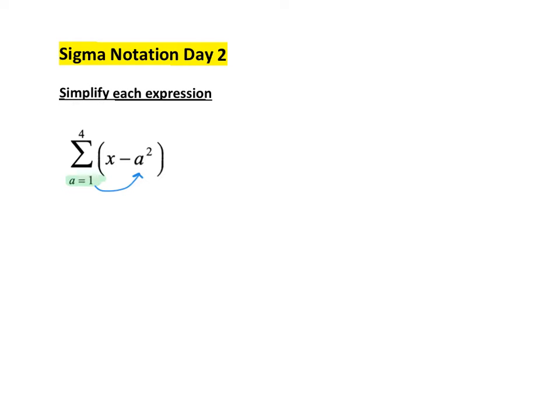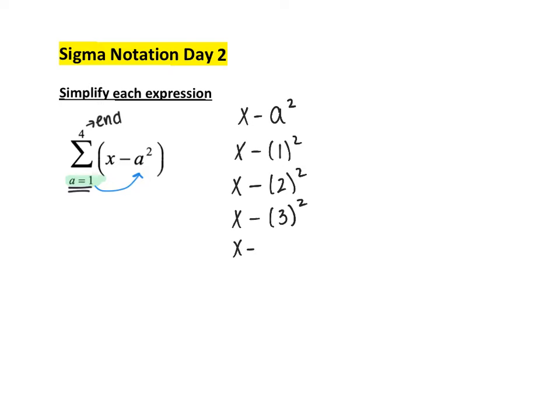So we have x minus a squared. And every time we see an a, we're going to start with 1 and end with 4 because 4 is my end value. So we have x minus 1 squared, x minus 2 squared, x minus 3 squared, and x minus 4 squared. So to simplify this first expression, it's just x minus 1. To simplify the second expression, it's x minus 4. The third expression is x minus 9. And the last expression is x minus 16.